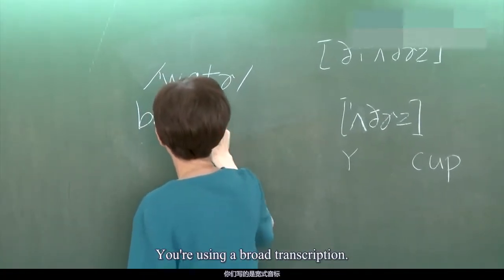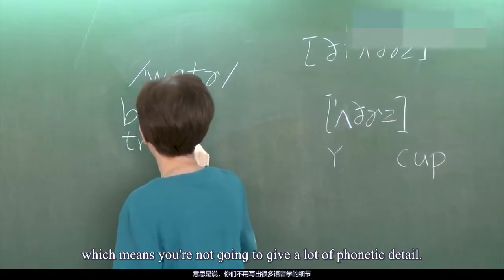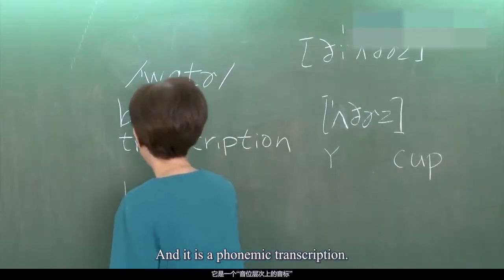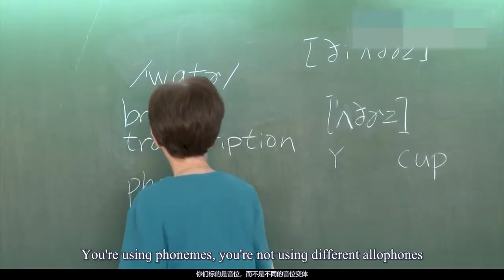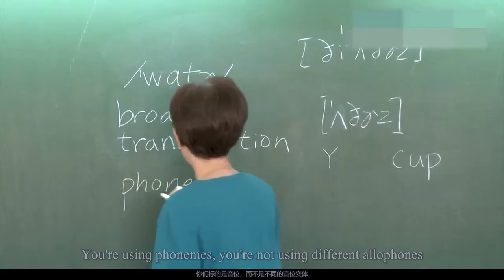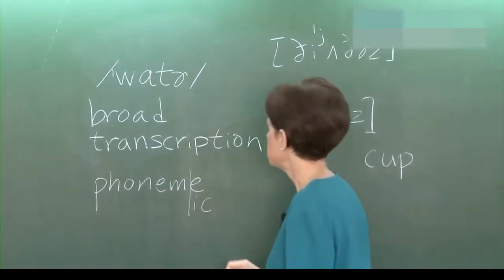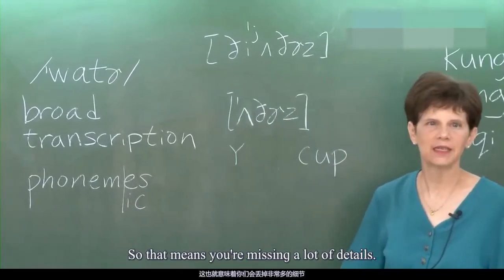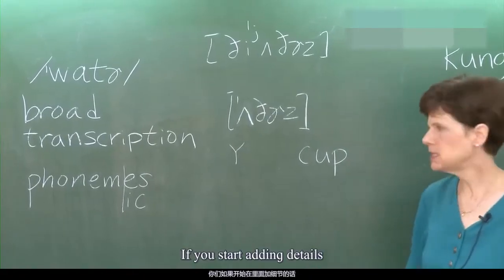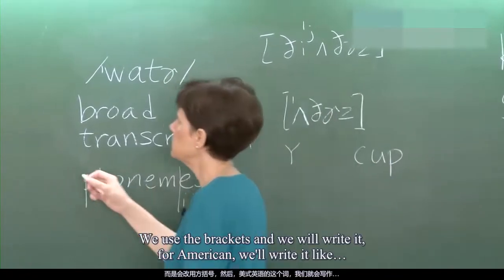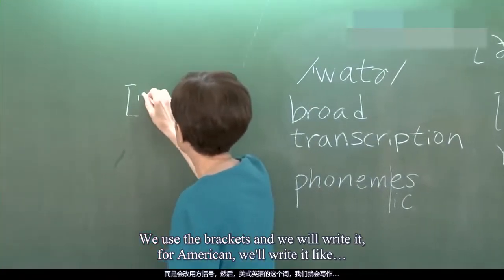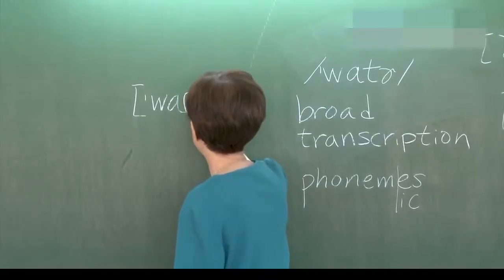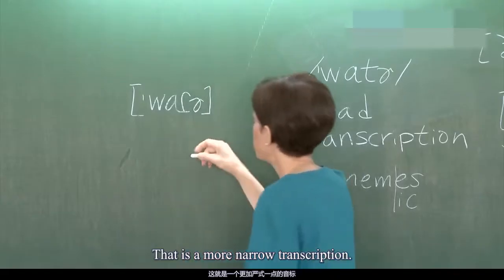You're using a broad transcription, which means you're not going to give a lot of phonetic detail. And it is a phonemic transcription. You're using phonemes. You're not using different allophones. So that means you're missing a lot of details. If you start adding details, we don't use the slashes anymore. We use the brackets. And we will write it, for American, like, what do you put here? Tap. That is a more narrow transcription.